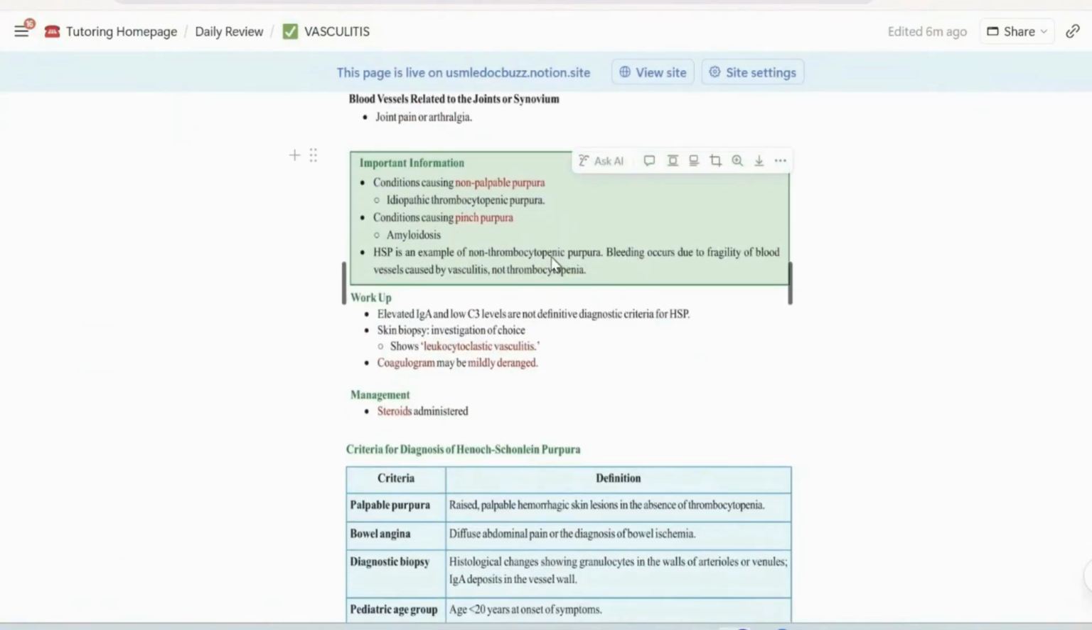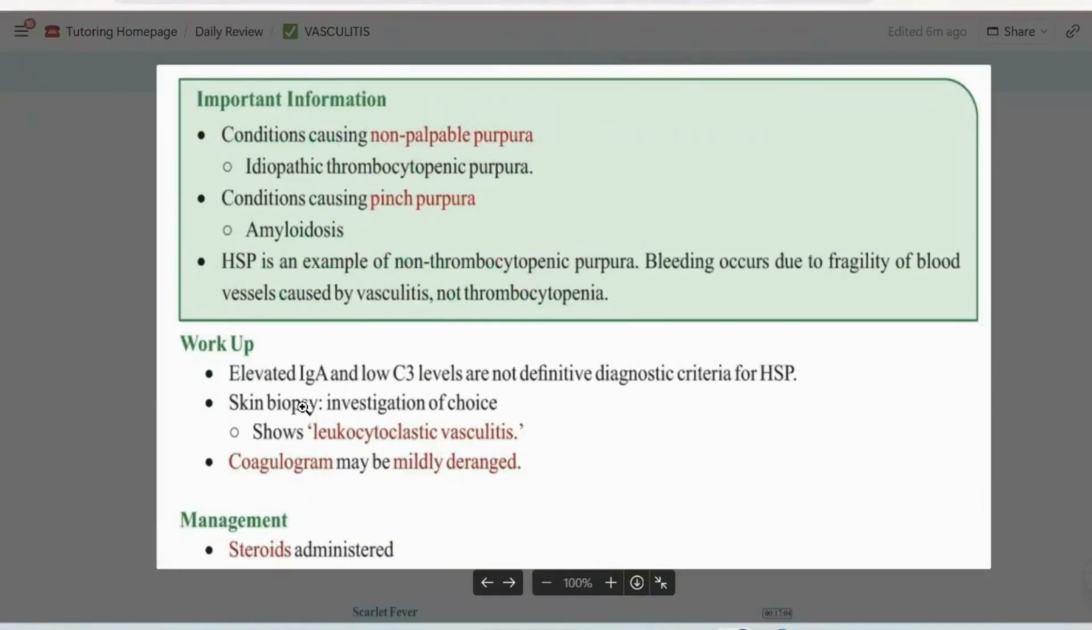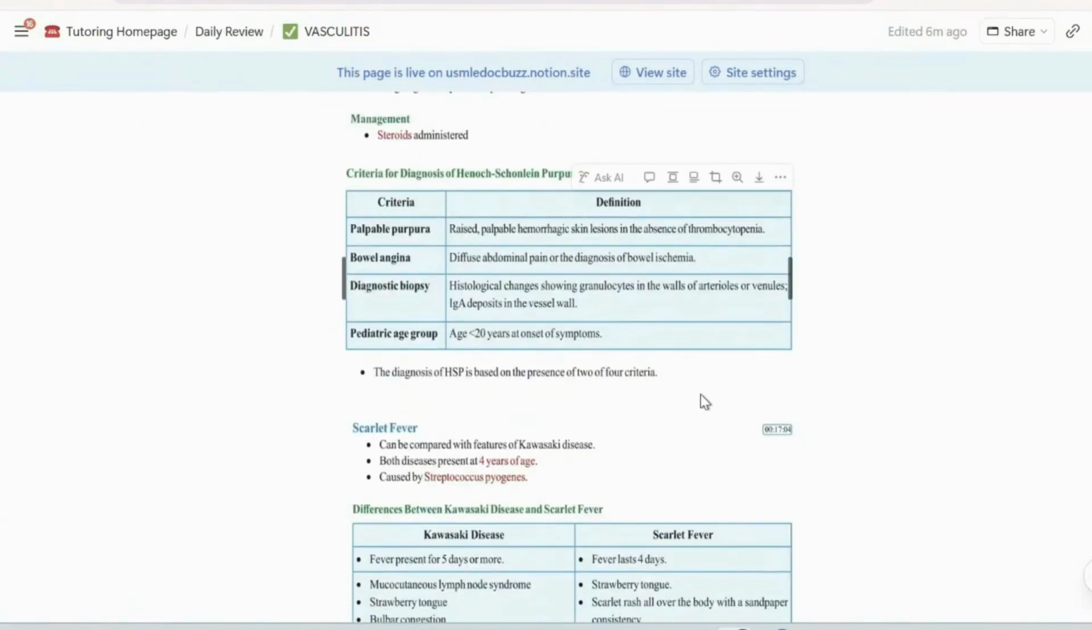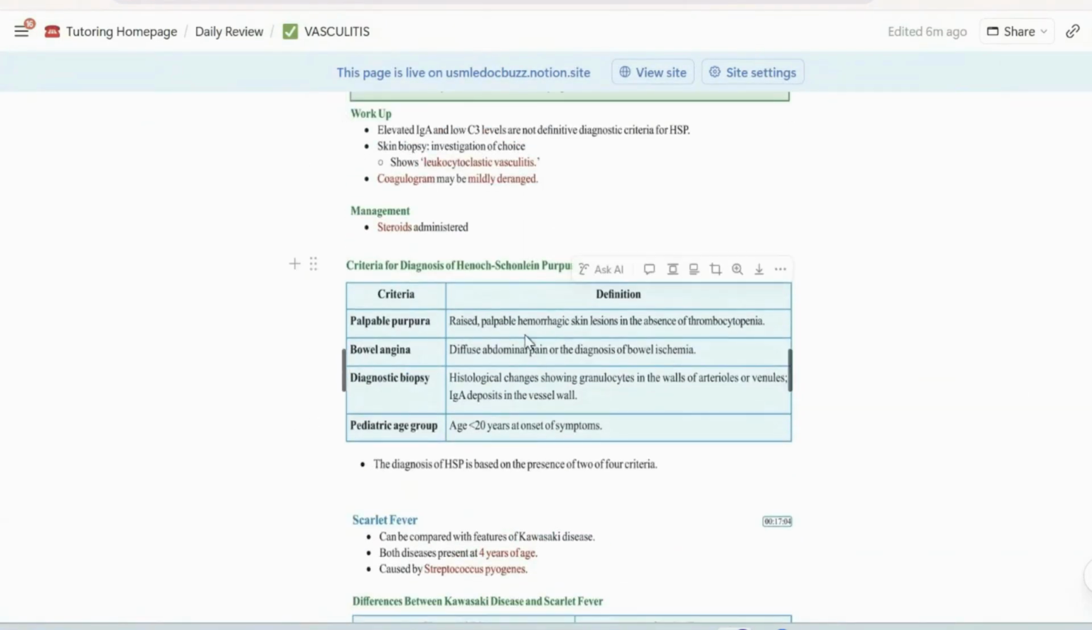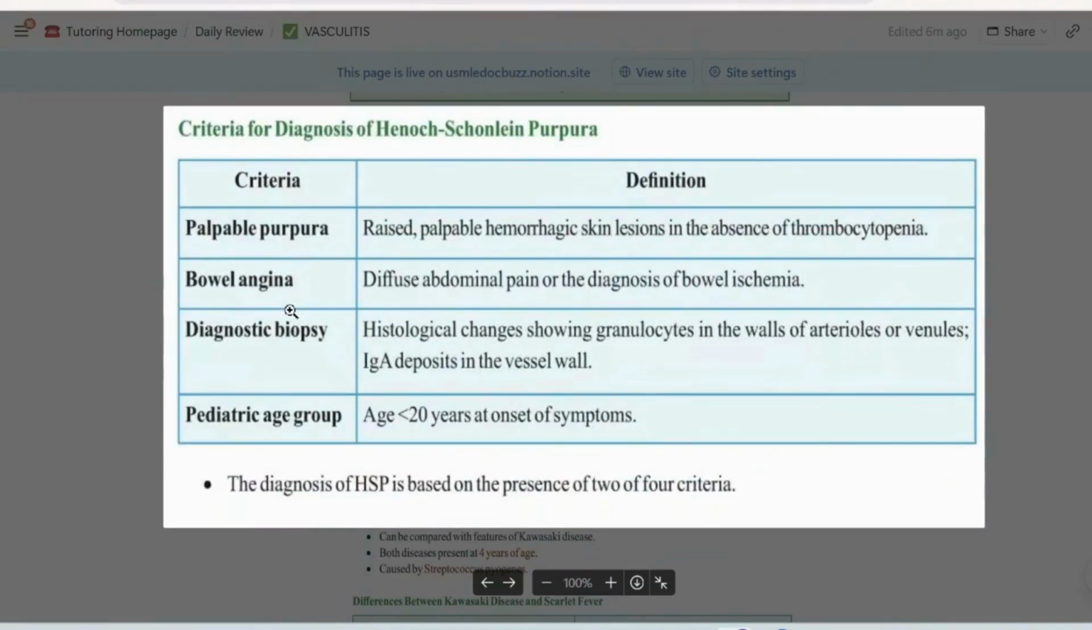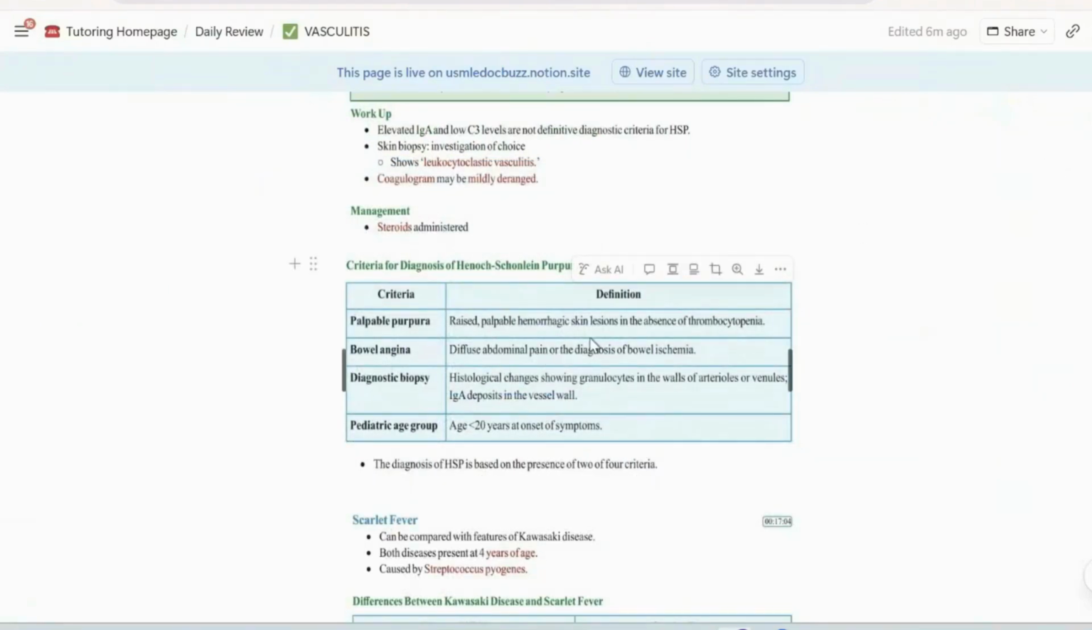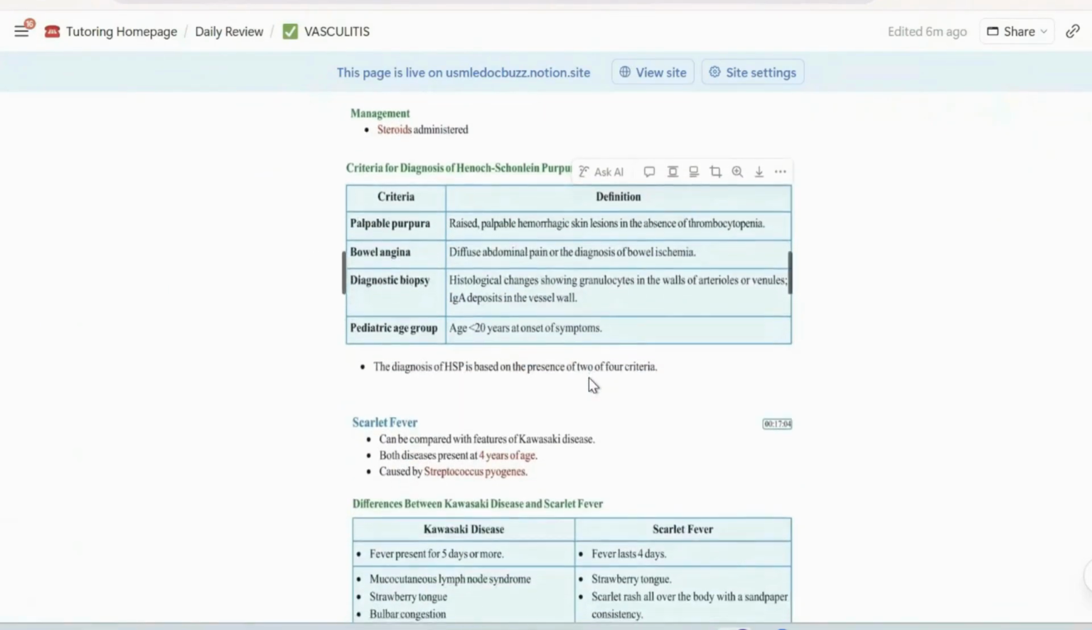I think we got this, we're good. Elevated IgA levels, low C3 levels, maybe even C4 levels, and then usually it's just steroids, right? Yeah, so that's about it. So let me see. Raised palpable purpura, bowel angina, diagnostic biopsy. You can perform a diagnostic biopsy, usually of the skin, and see what the blood vessels actually look like.